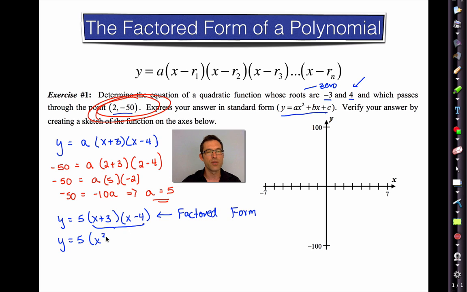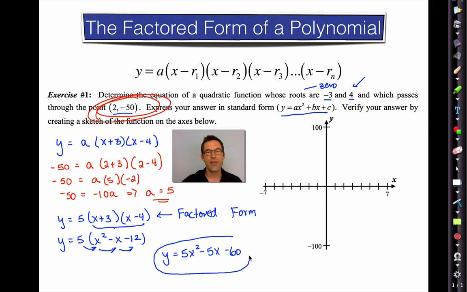Many of you can probably do that in your head. You get x squared minus x minus 12, if you FOIL it out. Then if you distribute the 5, finally, you have y equals 5x squared minus 5x minus 60. And that is the standard form of that quadratic.